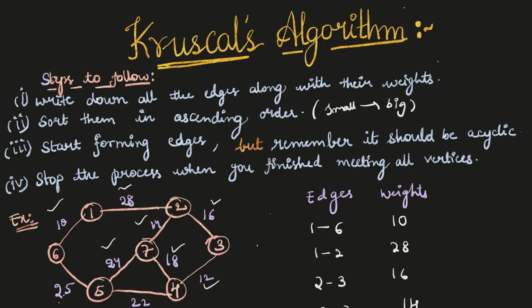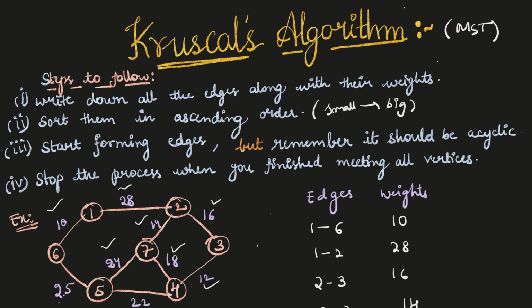So basically Kruskal's algorithm is used to find the minimum spanning tree. Okay, there are very few steps to follow and this is the basic working of Kruskal's algorithm. Let's see. Suppose you are given a graph, either it might be a cyclic or acyclic graph. Then you need to first write down all the edges along with their weights in the form of a table.